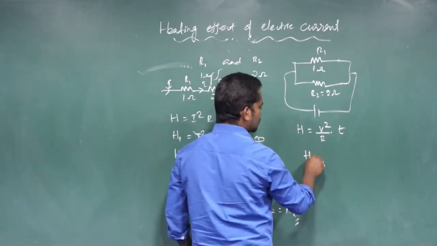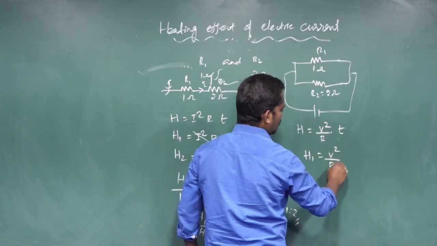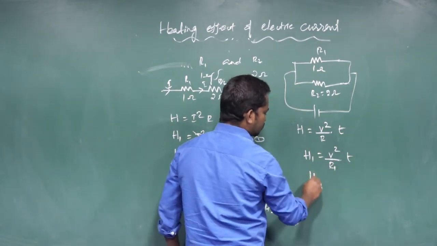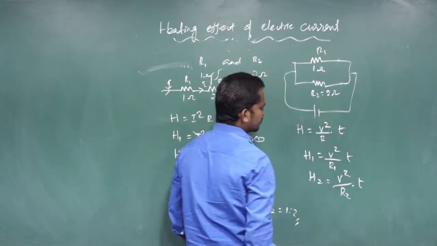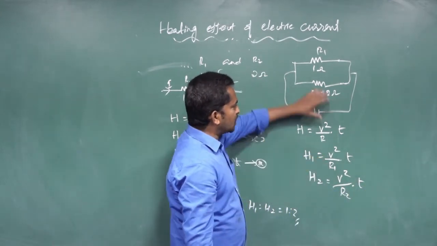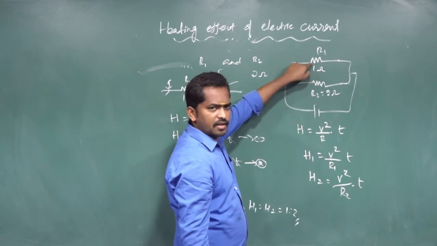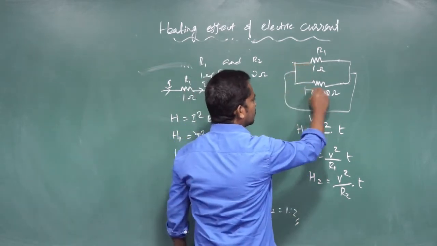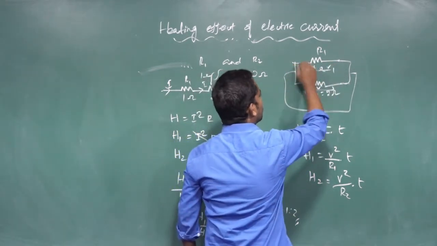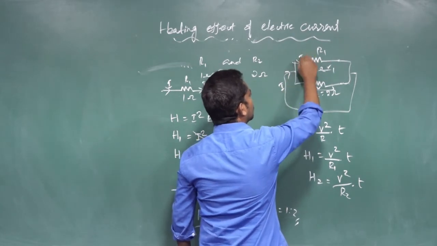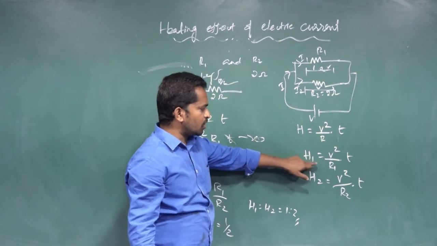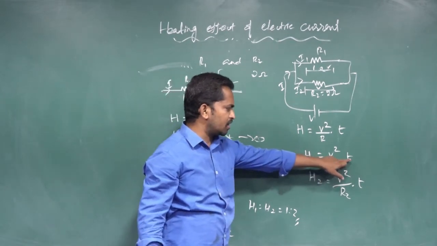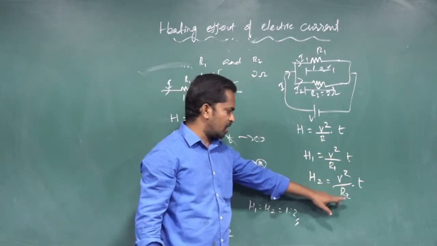So H1 is equal to V squared divided by R1 into T. H2 is equal to V squared divided by R2 into T. Because they are connected in parallel, the potential is the same. Applied voltage is V, here the V value, and this is also the V value. But the current, the flow of current, is divided. This is I1, this is I2. As you know well, H1 is equal to V squared divided by R1 into T, and H2 is equal to V squared divided by R2 into T.